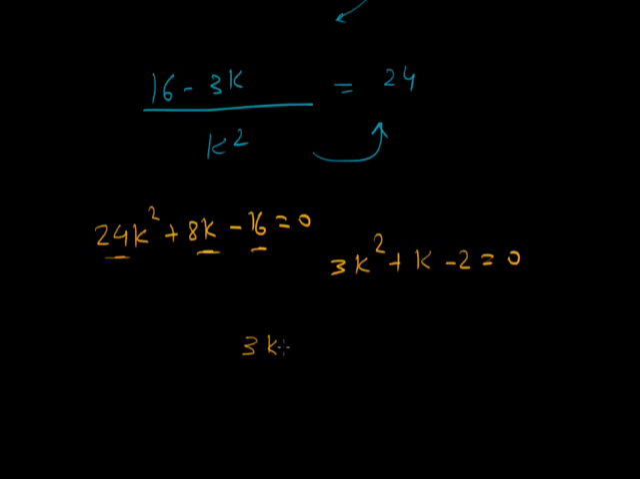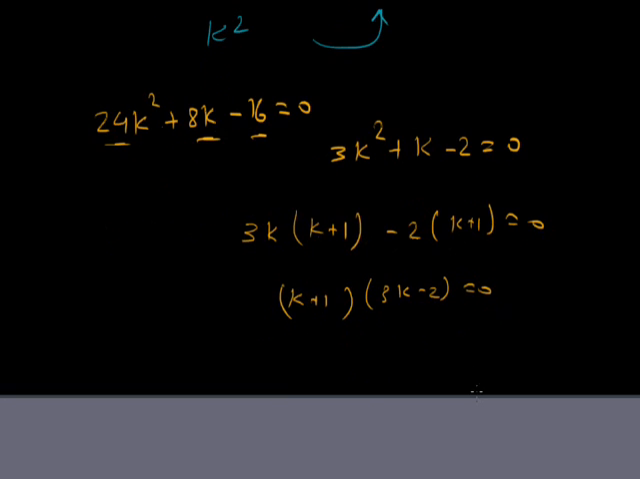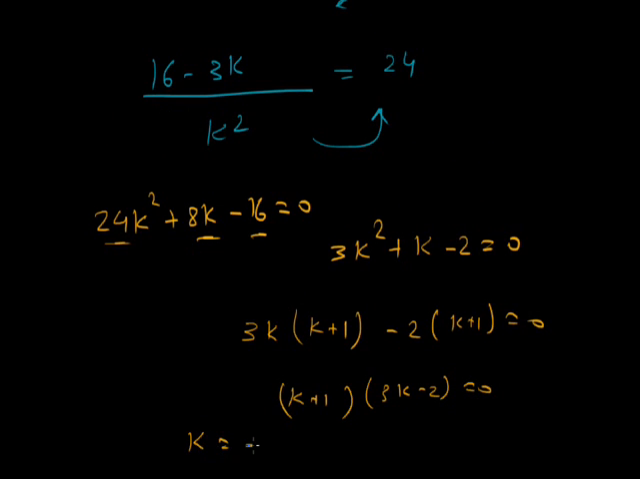middle term. It becomes 3k into k plus 1 minus 2 times of k plus 1 equal to 0, which is k plus 1 into 3k minus 2 equal to 0. Therefore the value of k is either minus 1 or 2 upon 3. Hence this is the answer. Both the values satisfy the equation. Therefore we can say the answer of this problem is k is minus 1 or k is 2 by 3.